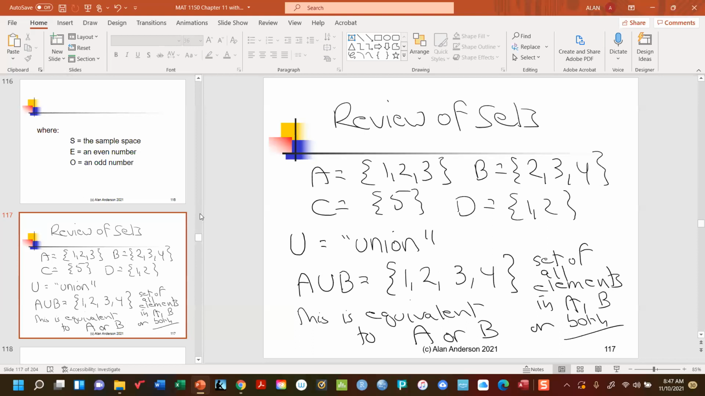Now, if you notice, they both have a 2 in them. I did not write it twice. There's no need to do that because it's understood that the set only shows the unique elements. So the number of times each one appears is irrelevant. What matters is that I've got a 1, a 2, a 3, and a 4. And so this is defined as the union of A and B.